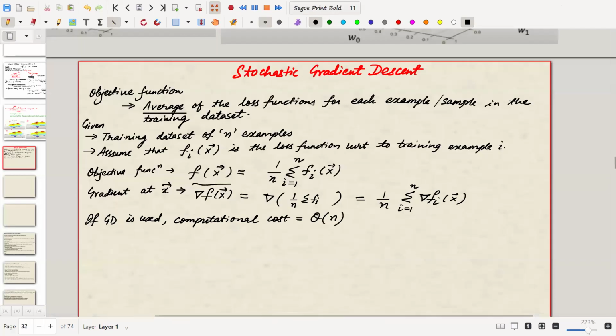Because you are computing this gradient, and in order to compute this gradient, you have to do these n number of summations. So therefore, n number of operations are used. Therefore, time complexity or computational complexity is order of n. Fine? Okay with everyone?